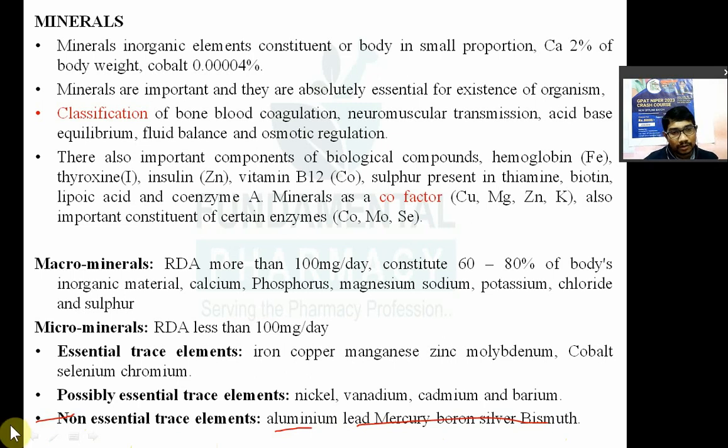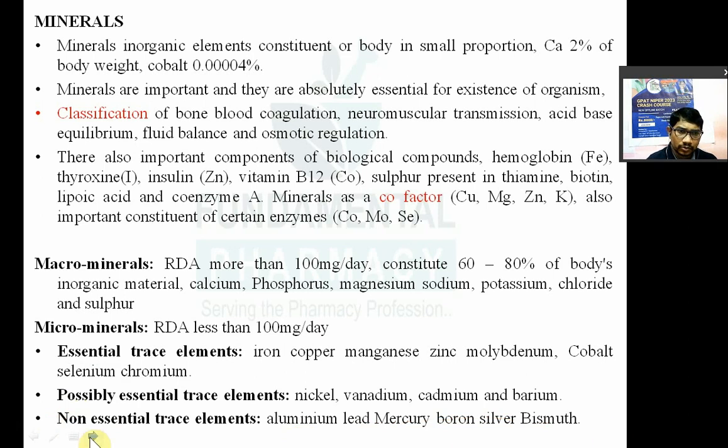But if there is excess of these elements in the body, excess of aluminum, lead, mercury, boron, then there is poisoning. They are toxic in nature. They are present in the body, but their role is unknown. If they are present in excess amount, they can cause toxicity. They are the toxic elements. I hope you are getting this. Are you understanding?